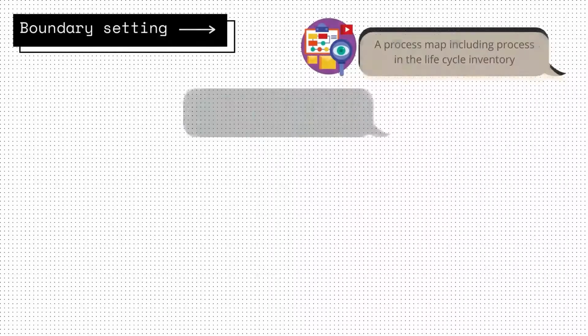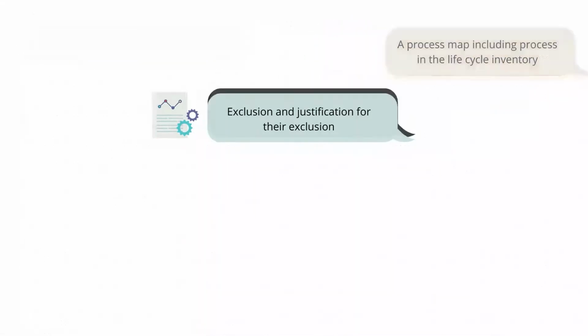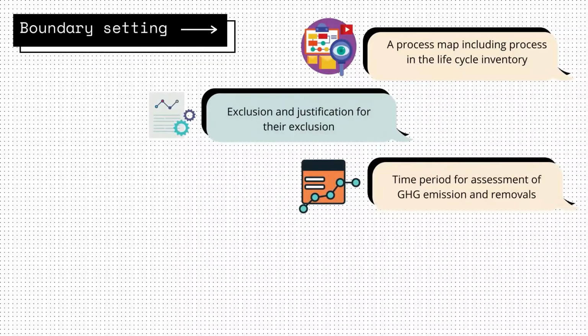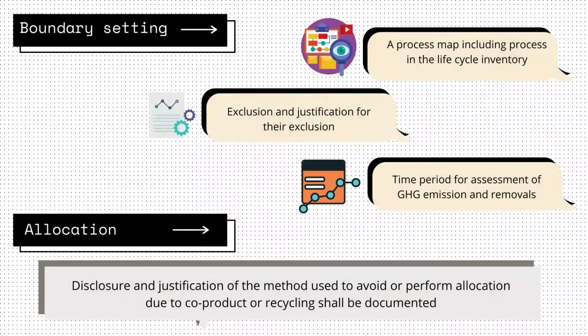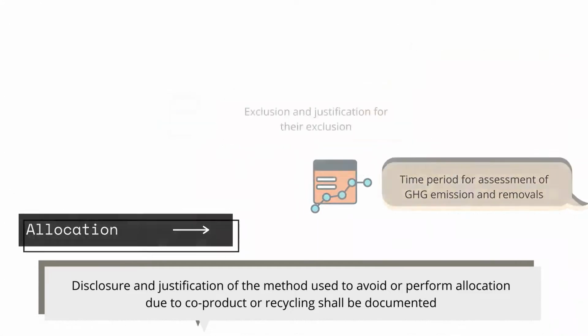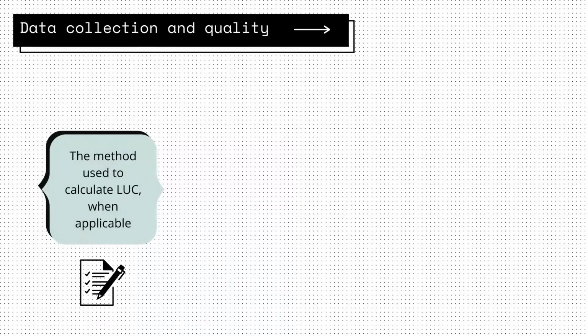For boundary setting in the CFP disclosure report, the following shall be included: 1, a process map including processes in the life cycle inventory. 2, exclusions and justification for their exclusion. 3, time period for assessment of GHG emissions and removals. 4, allocation: disclosure and justification of the method used to avoid or perform allocation due to co-product or recycling shall be documented.